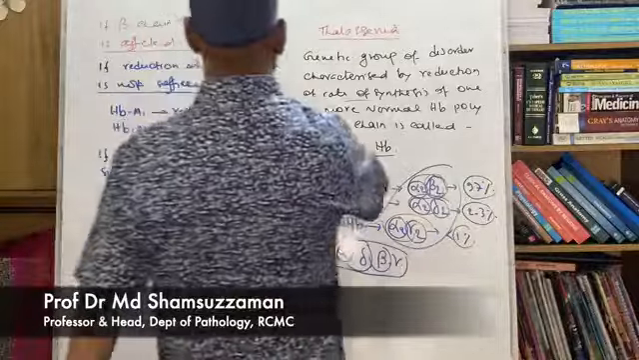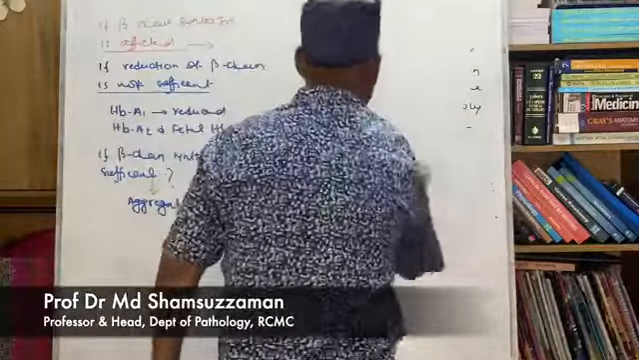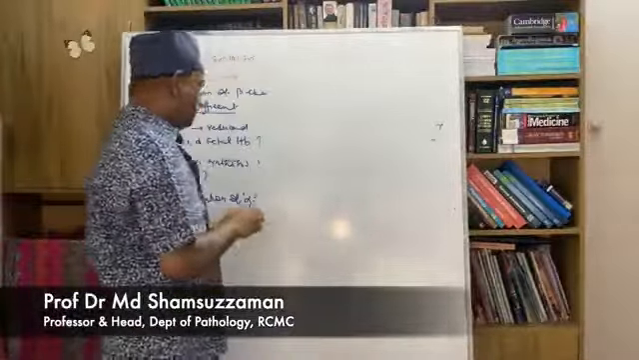So this is the recapitulation. Now come to beta thalassemia.